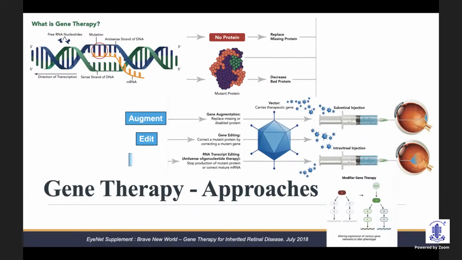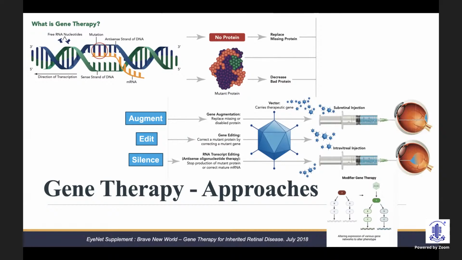Or you could have silencing of the wrongly formed protein. This is very common in autosomal dominant disorders, where you have a wrong protein that is being formed from one of the strands, and that is giving the wrong signal. So you can try and silence that with the help of antisense RNAs, which try and block the expression of the wrong RNA that is being formed.